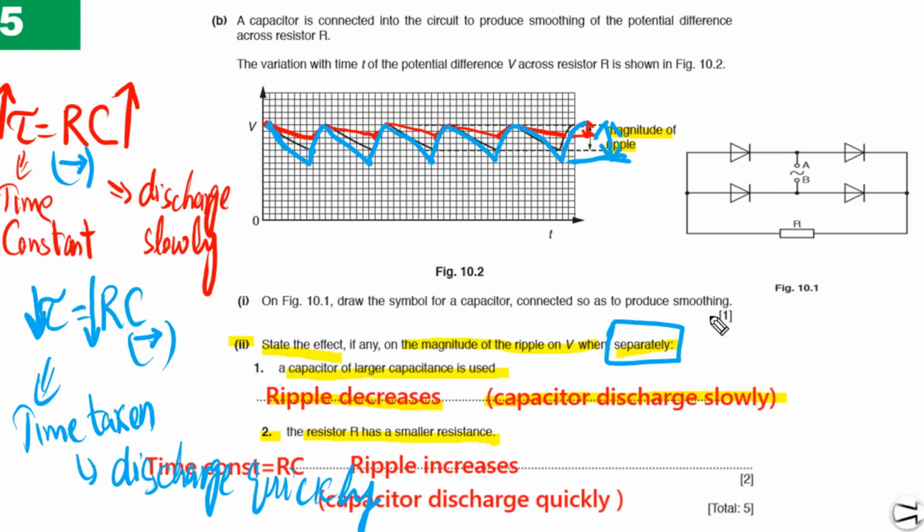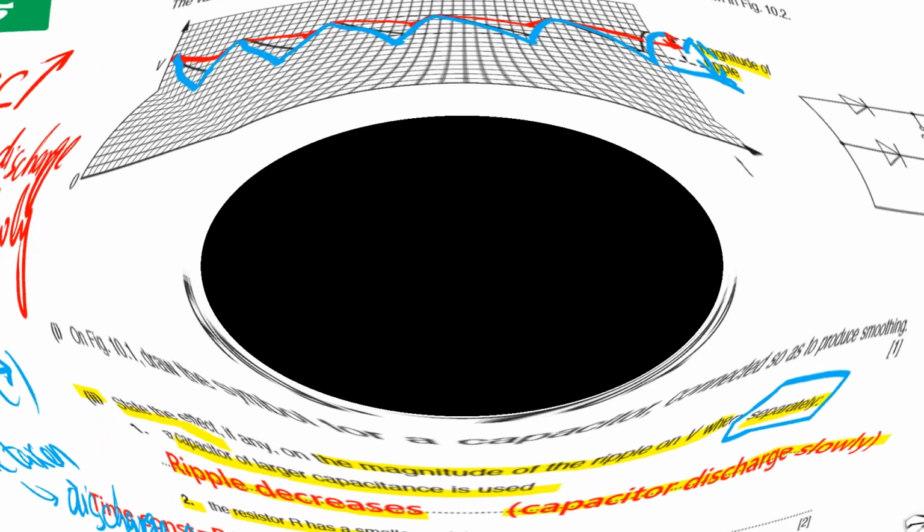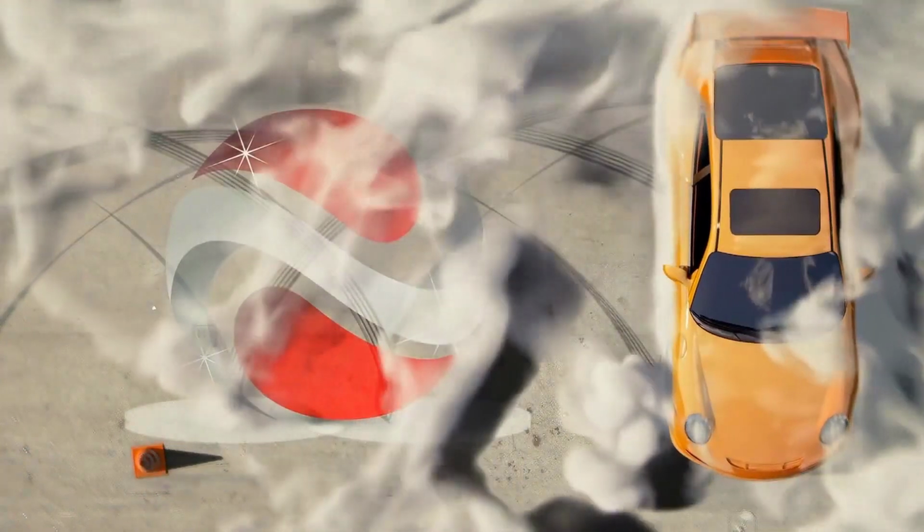For the sake of this question, you can just write down that ripples increase. If you only write this much, you will get 1 mark.